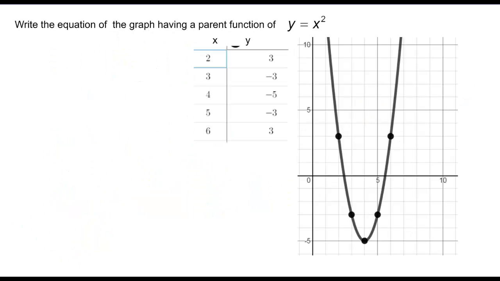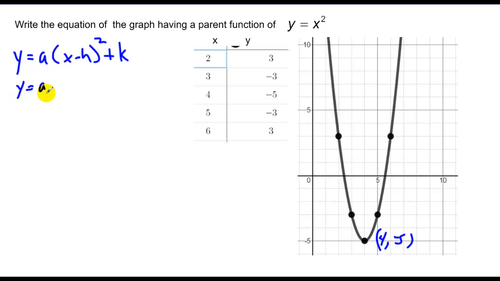Let's do one more and call it a day. So here's this new graph. Here are the points on the graph. Y equals x squared once again, so I have y equals a times x minus h squared plus k. I identify my vertex, which appears to be at 4, negative 5. So I'm going to plug those values in. I have y equals a times x minus 4 squared minus 5.